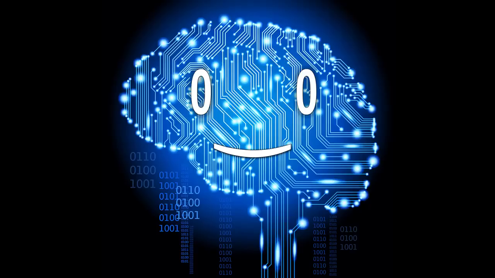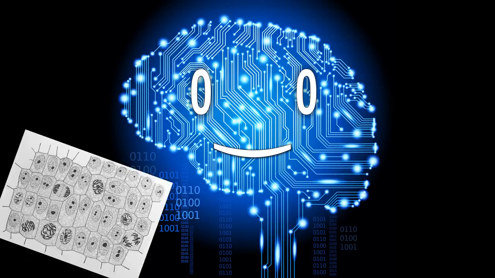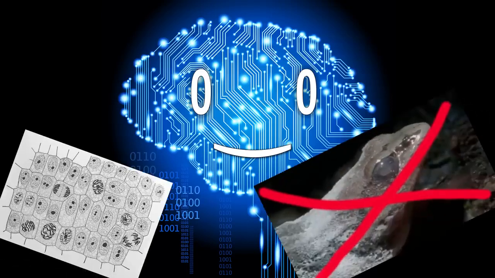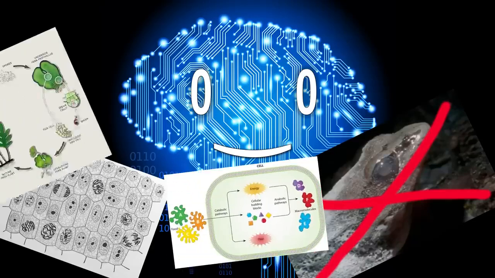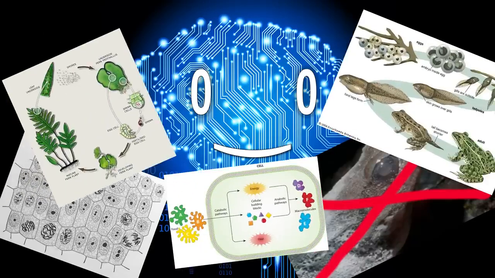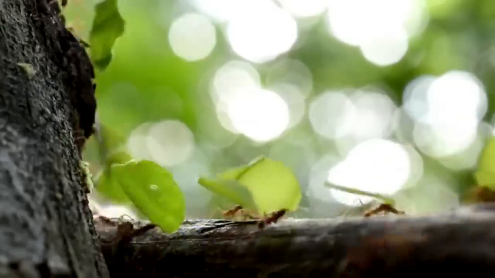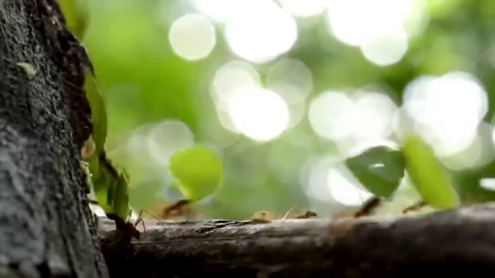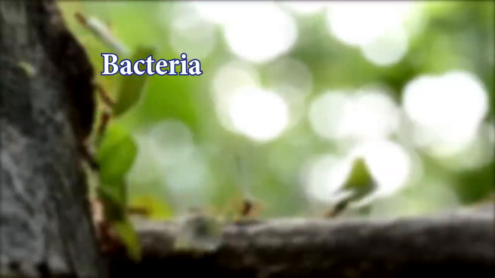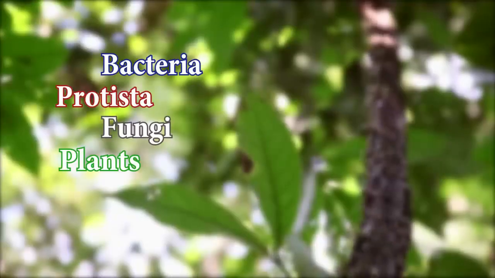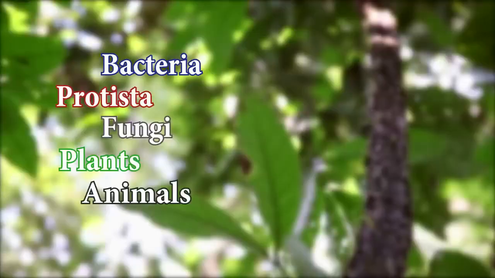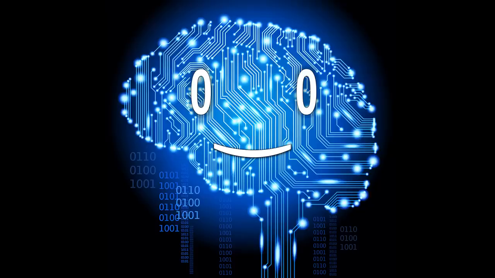For something to be classified as a living being, it must be composed of cells, be able to maintain homeostasis, undergo metabolism, have a life cycle, be able to grow, adapt to the environment and reproduce. The stuff that is considered alive is classified in 5 kingdoms: bacteria, protista, fungi, plants and animals. There are more systems of classification, but this one is the most popular.